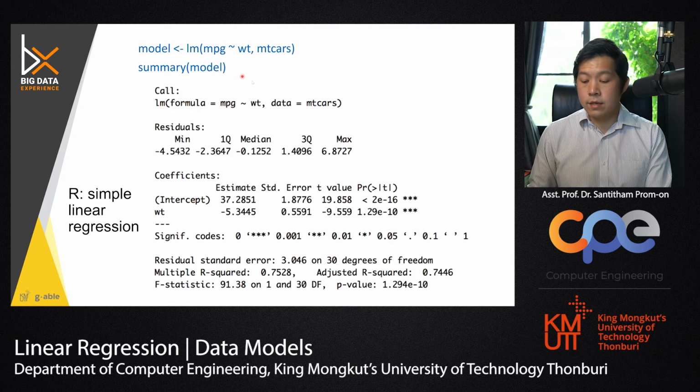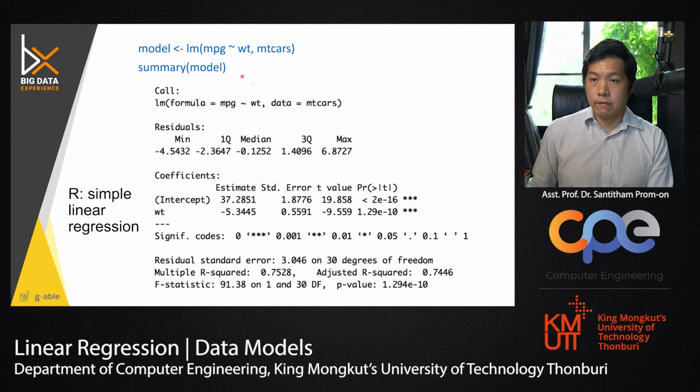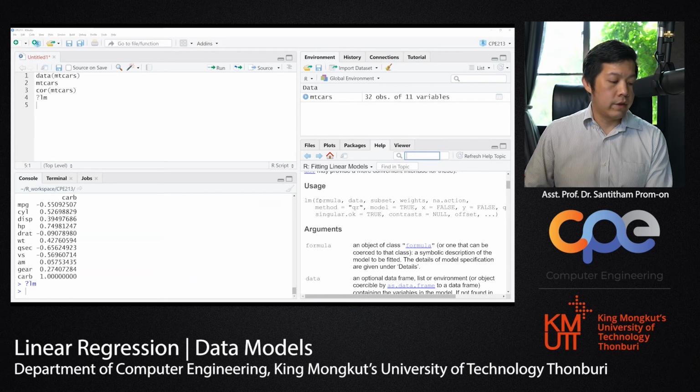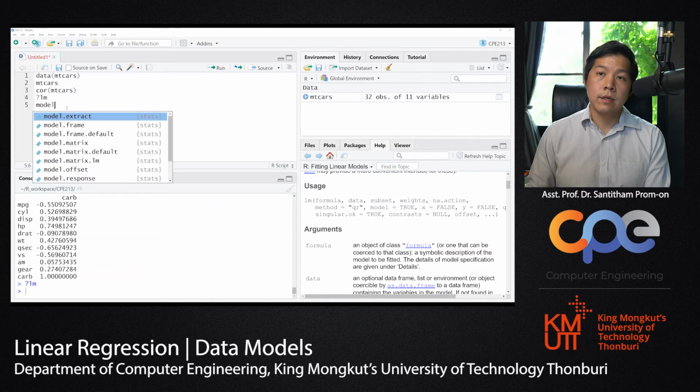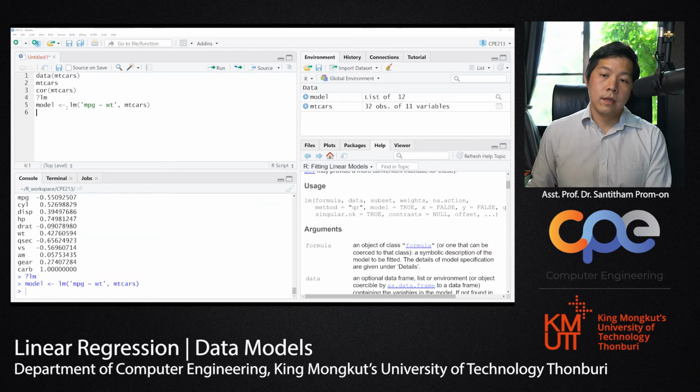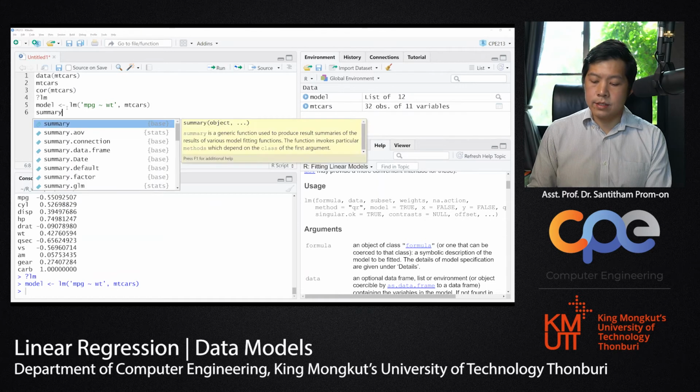So from this one, you can use the function lm. Let's look at the help first. Oh, I forgot to switch the screen. Here is the help of lm, fitting linear models, and you need to provide a formula and the data. I'm going to use lm to build a model, and this would be mpg tilde wt, using the mtcars data. And from the model, you can use summary to get the summary of the model.